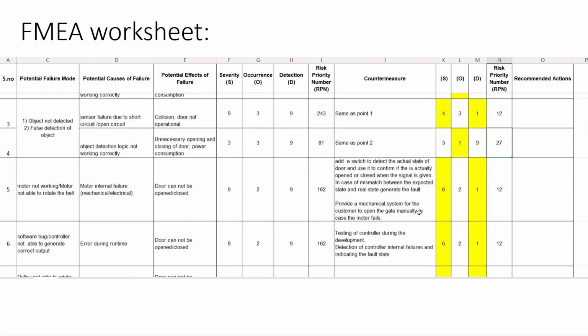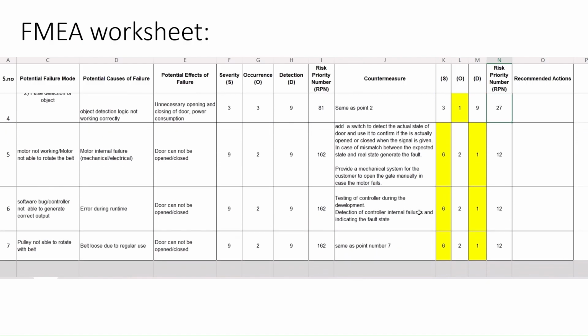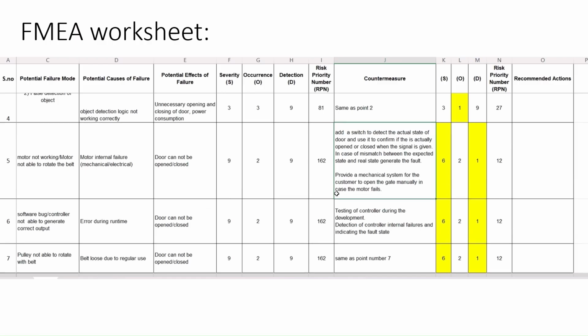Moving to next, that is a motor not working, a motor not able to run. So in this case, for example, our controller has given the command to the motor to operate, but the motor is not opening the door. So at present, we do not have any mechanism to detect whether the motor has opened the door or not.